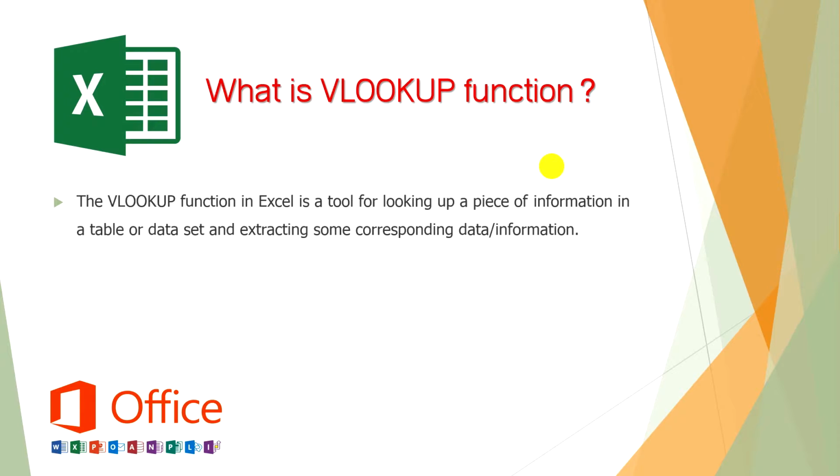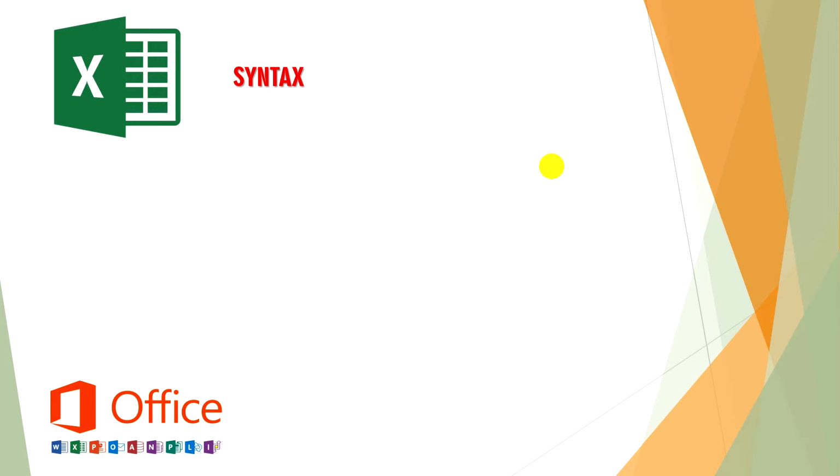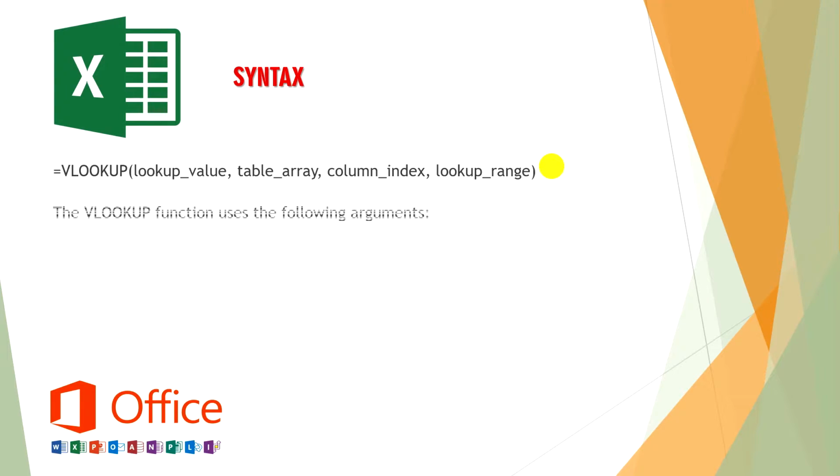So, how can we write the formula? Before we write the formula, you need to know about the syntax first. The syntax of the VLOOKUP function: we start with the equal sign and then VLOOKUP. Inside the brackets, we have the arguments. First is lookup value, which is the required argument. The second argument is called table array, and the third is column index. The last one is optional. We call it range lookup. The VLOOKUP function uses the following arguments.